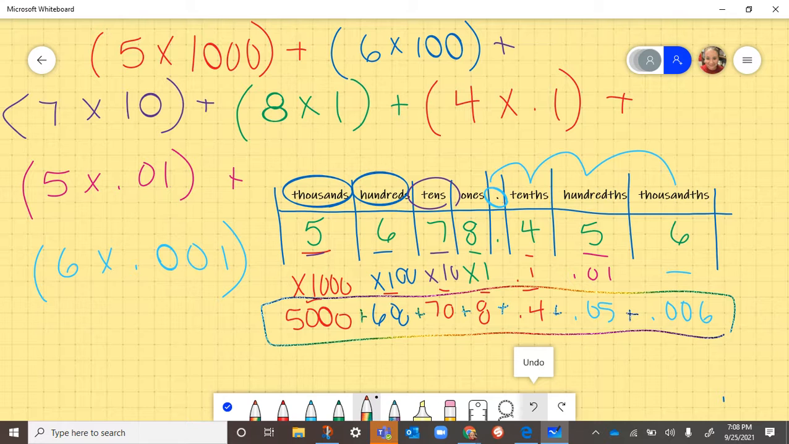So when you multiply 5 times 1,000, you get 5,000. When you multiply 6 times 100, you get 600. So they're connected, and they're both showing the same thing. They're both showing us what that value is. Remember, it's not just a 5, it's a 5,000. It's not just a 5 over here, it's 5 hundredths. So those place columns help us find our values.